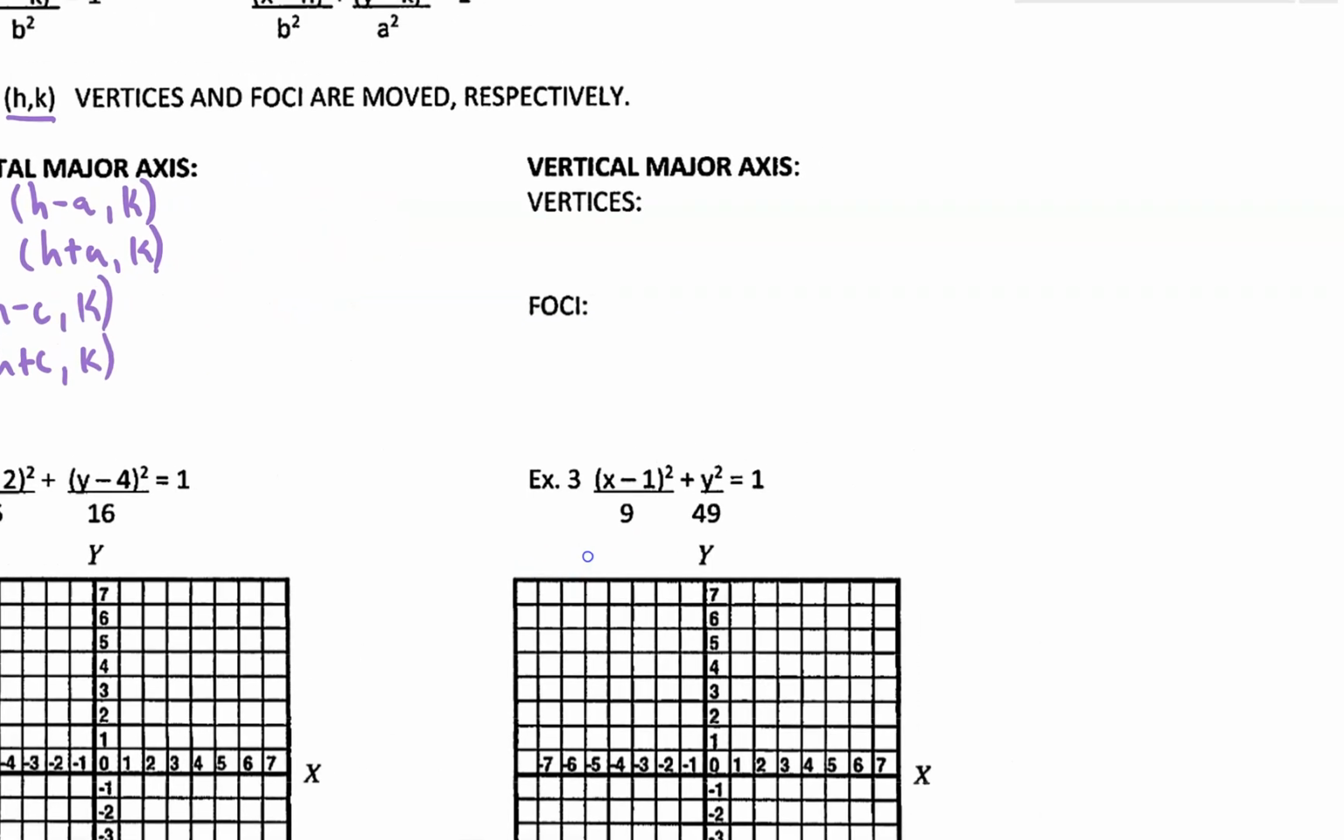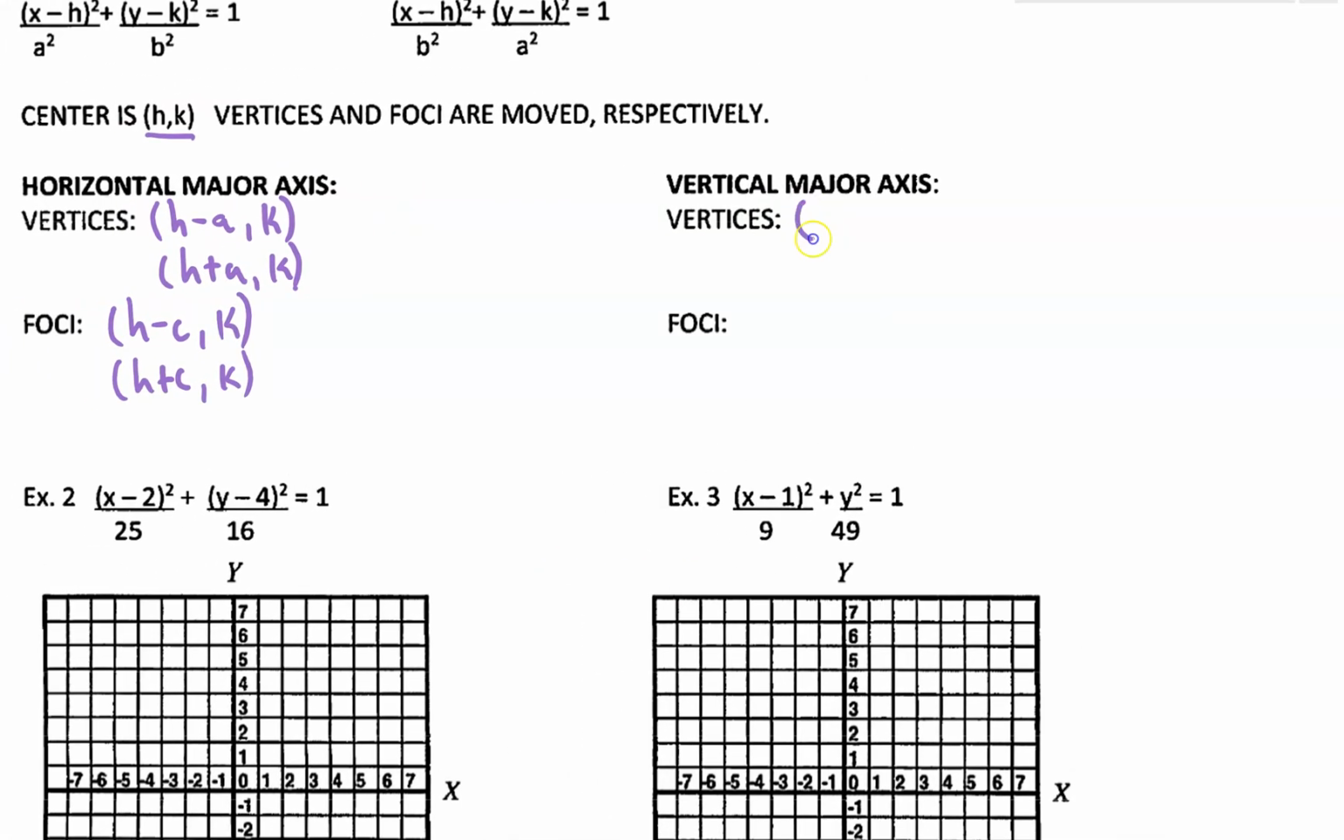For your vertical, it would be pretty much the opposite. Your h would now stay the same, but you would have to shift your k value plus or minus a distance to get your vertical vertices. And then your foci would be the same idea here. You would be shifting versus your k, subtracting your c value and adding your c value.